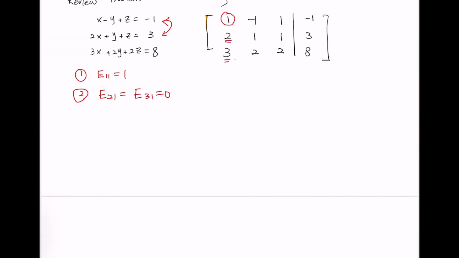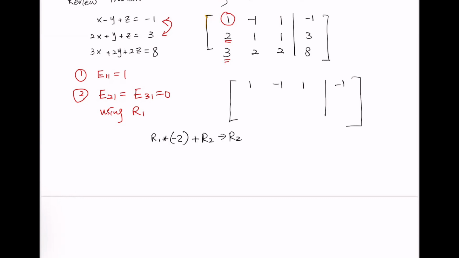And step number 2, we need to make E2,1 and E3,1 to be 0. So this guy and this guy using row 1. I'm going to just copy down the row 1. And to get row 2, element 2,1 to be 0, we need to multiply R1 times negative 2 plus R2, put it back to R2.